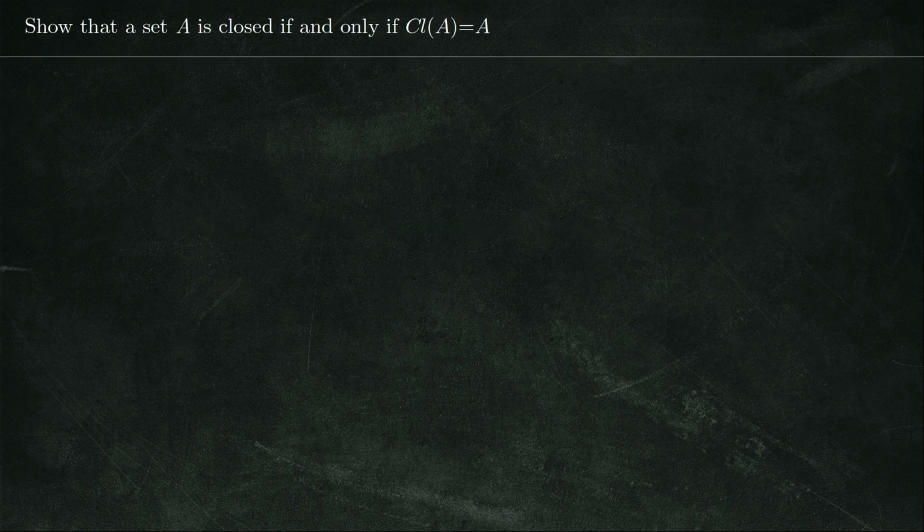So if we want to show the set A is closed if and only if the closure of A is itself A, we want to show that two sets are equal. So we're going to show that the closure of A is a subset of A, and that A is a subset of the closure. Therefore the sets must be equal.